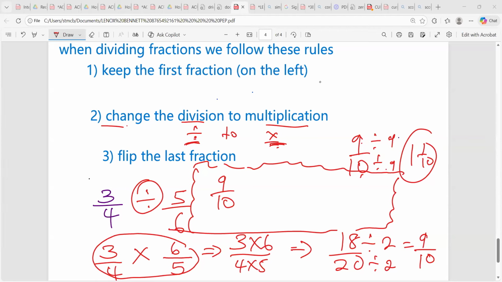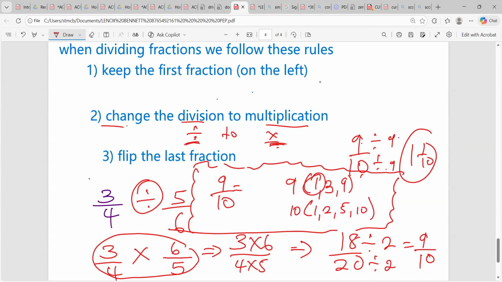Sir, because 9 and 10 don't have the same factors. There's no number apart from 1 that is a factor of both. So the factors of 10 are 1, 2, 5, and 10, right? Only 1 is the only factor that both of them share. So there's no other number that can divide equally into 9 and 10 without leaving a remainder.